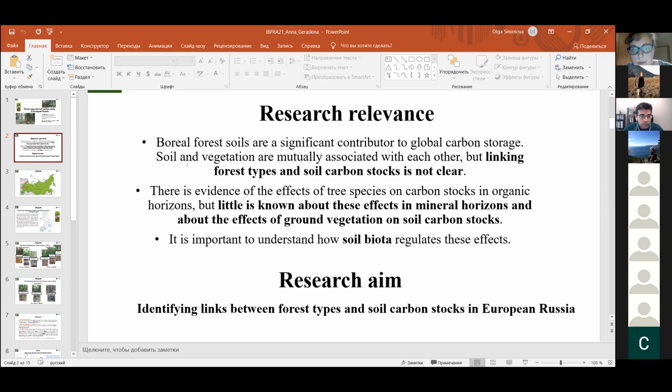And it is important to understand how soil biota regulates these effects. And our research aim is identifying links between forest types and soil carbon stock in European Russia.